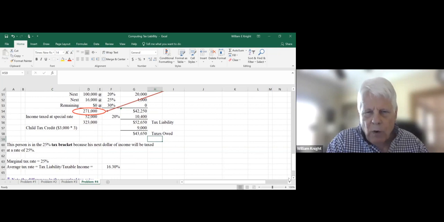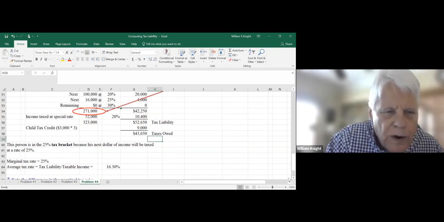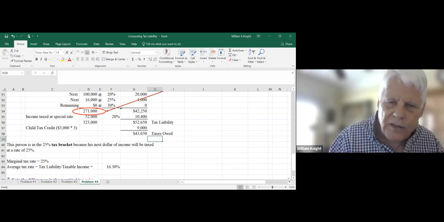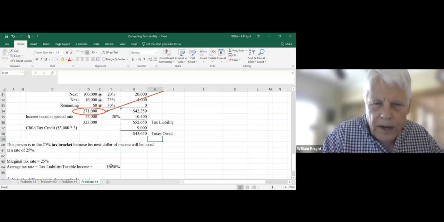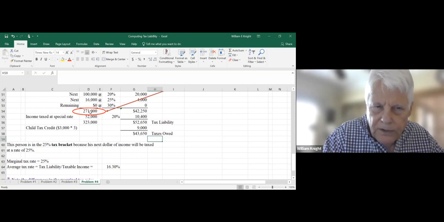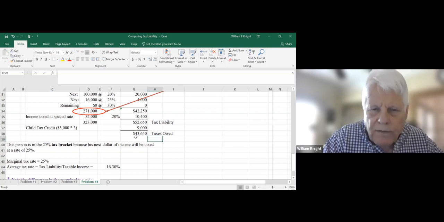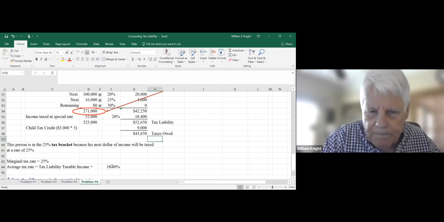If you were to ask this couple, hey, what tax bracket are you in? They'd say, oh, we're in the 25% tax bracket. That's because the last dollar that they earned in 2022 was taxed at 25%. But what was their average income tax rate? Well, that's taxes owed, $43,650, divided by the taxable income, $323,000. That was their total taxable income, both the part subject to the marginal tax rate and the part subject to the special rate. So when you divide $43,650 by $323,000, you get 16.3%. That's their average tax rate.